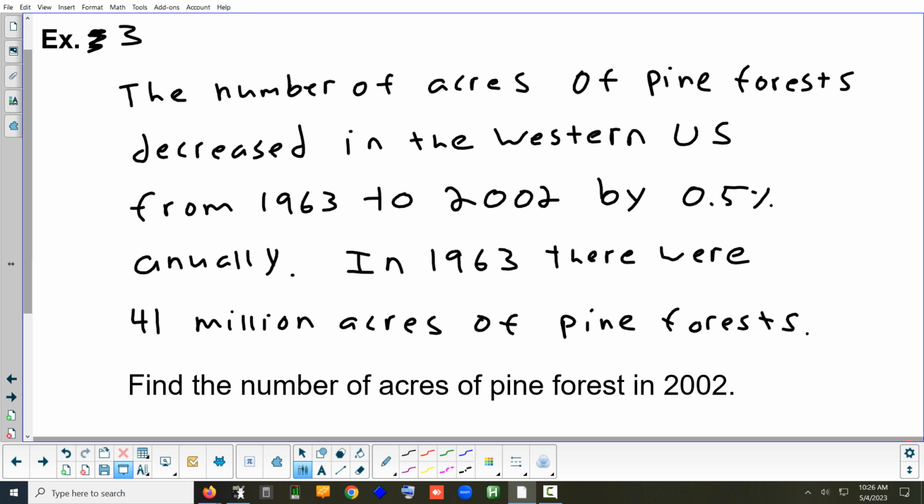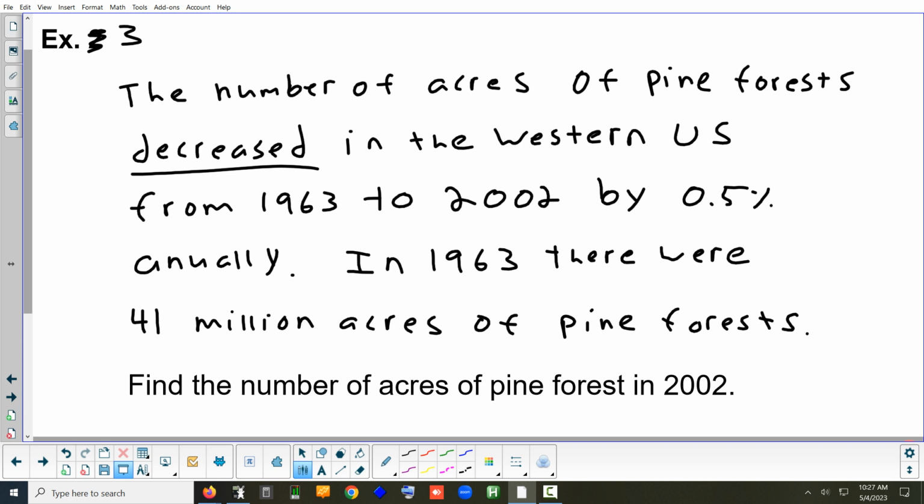All right. So the first thing you have to figure out when you're doing this, is it a growth problem or a decay problem? Because that's going to control which formula you use. When you read that word problem, there's a key word in there that tells you whether it's growth or decay. Does anybody see the word that tells you that? Yeah? Decreased. Decrease, something's going down.